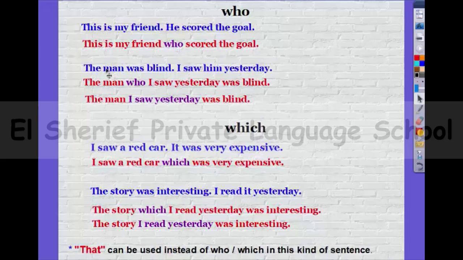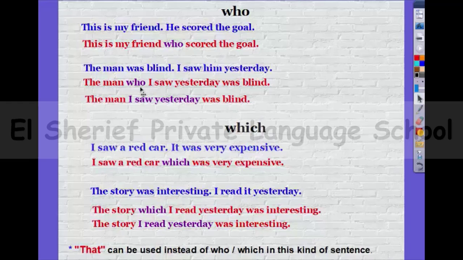The second example. The man was blind. I saw him yesterday. So we are going to drop this full stop and we are going to drop this object pronoun him. So the sentence is going to be something like this. The man who I saw yesterday was blind. Notice this. Who is the object of the relative clause? Who I saw. I saw who.